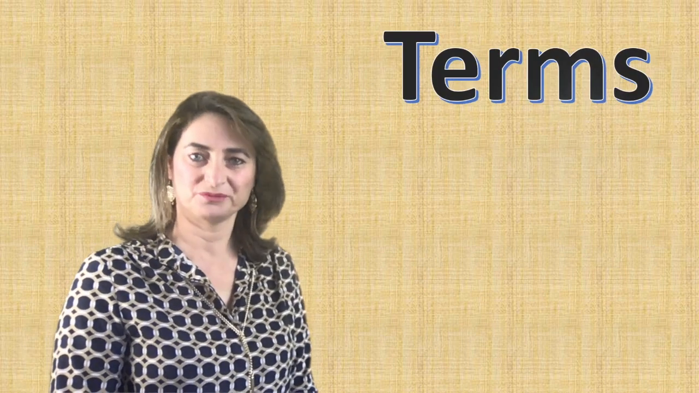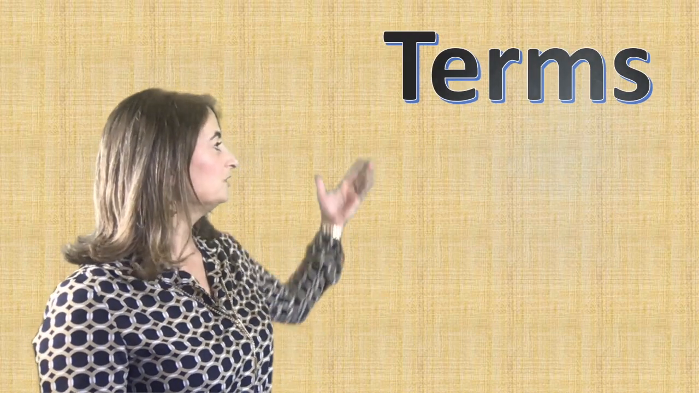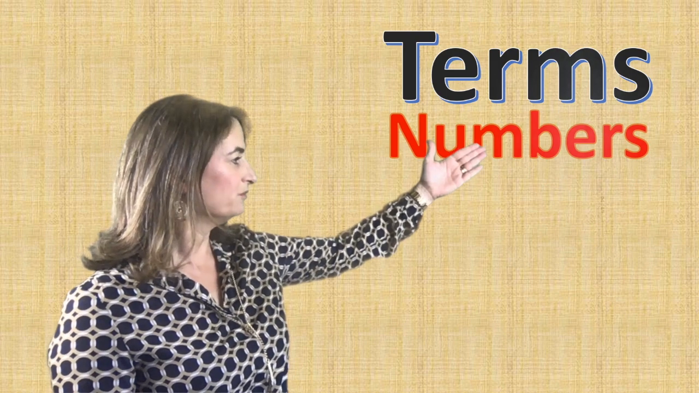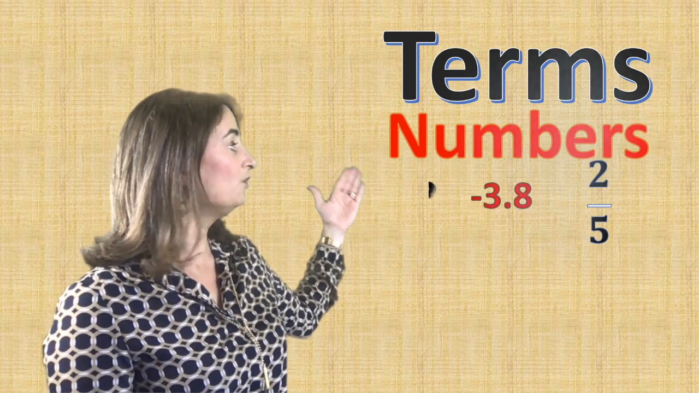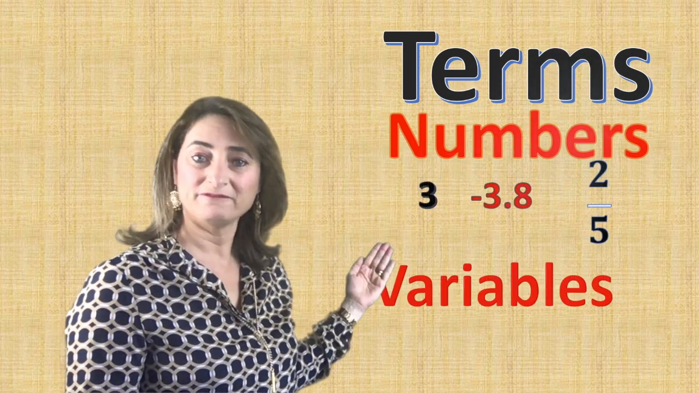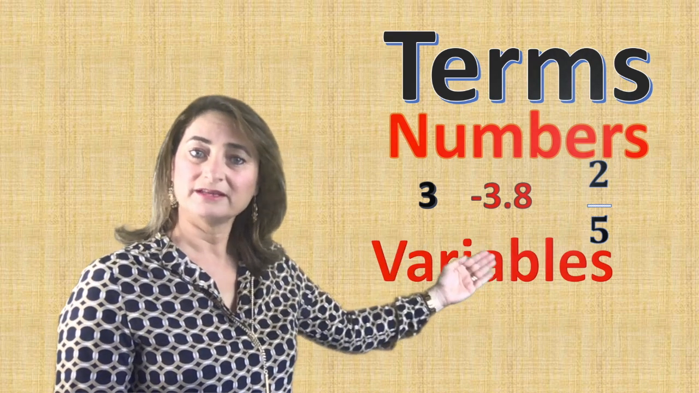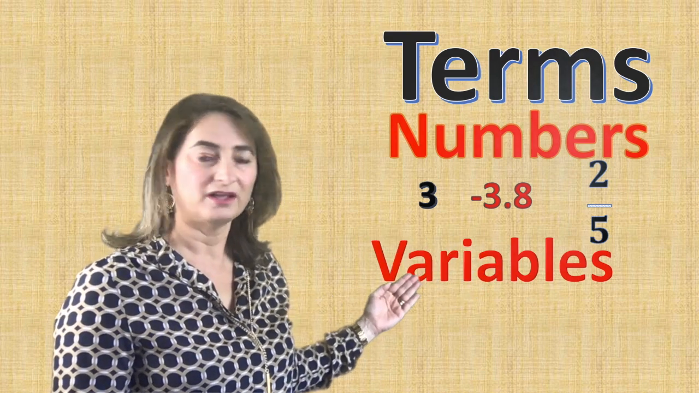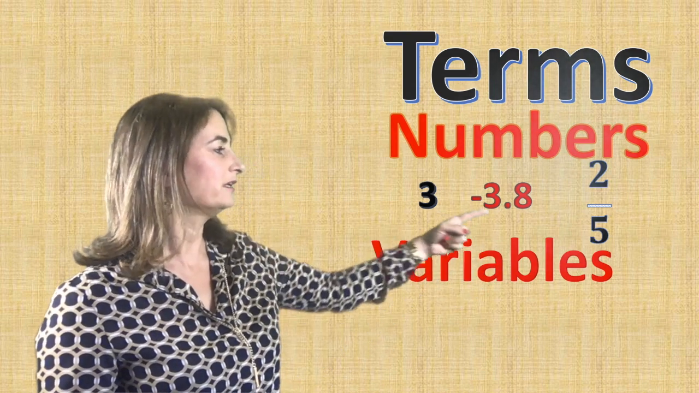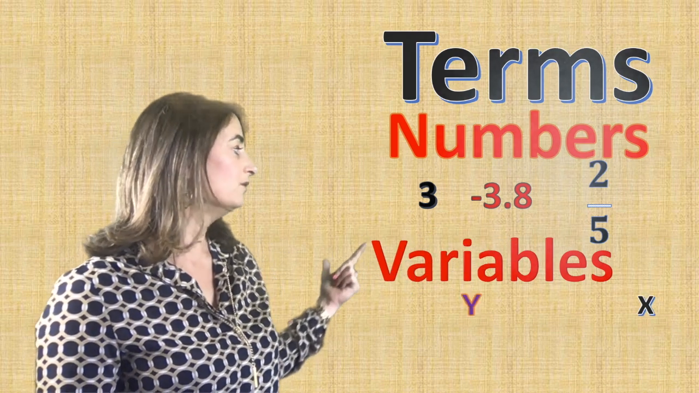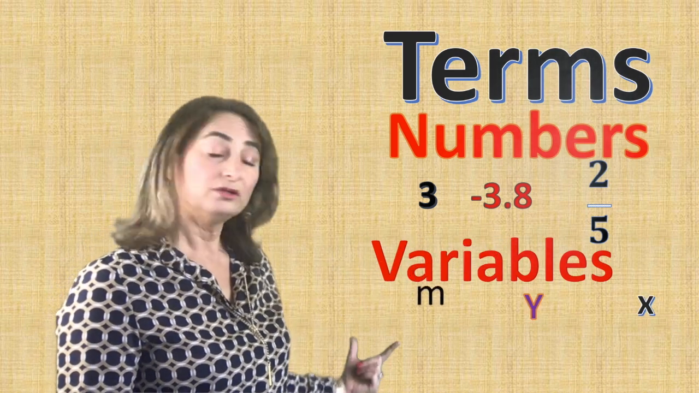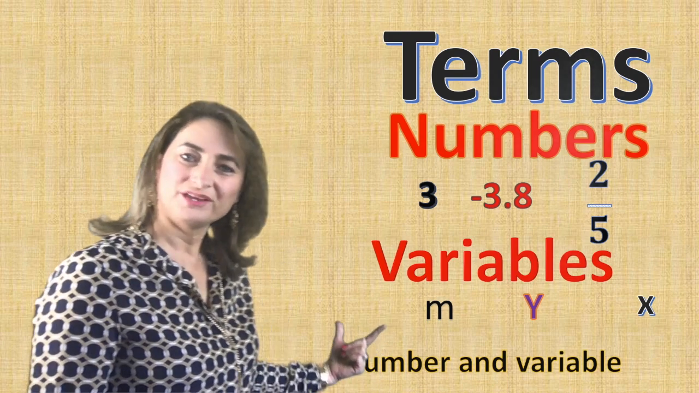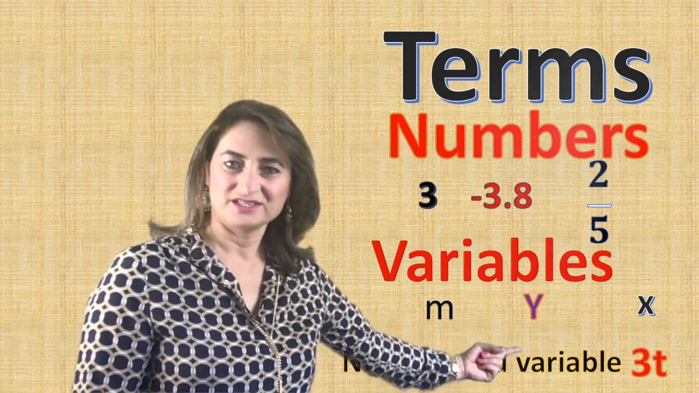The first vocabulary we'll talk about is called terms. In an equation, a term could be a number such as 2/5, -3.8, or an integer 3, or it could be a variable, which is a letter that represents a number, but we don't know what the value of that number is, so we give it a letter such as X, Y, or the letter M. Or a term could be a combination of both a letter and a number such as 3t.